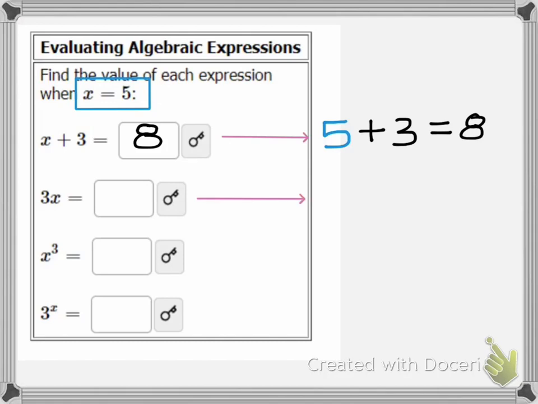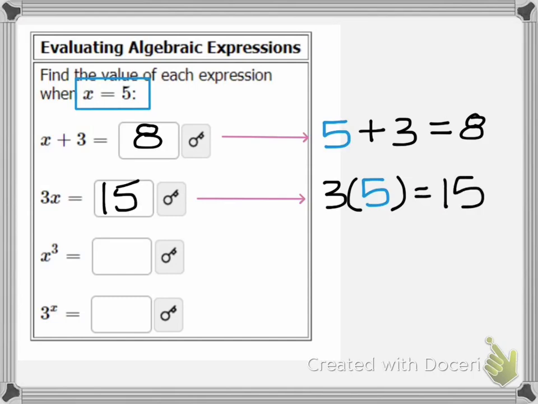Now, in the second one, we're multiplying 3 times the value of x. So I'm going to use the skeleton method here. This means I have the coefficient of 3, and I'm multiplying it by whatever value x is going to represent. I call it the skeleton method because we leave an open set of parentheses right there, and then we insert the value of the variable. So this is the skeleton right now, and then watch, I'm going to insert the 5. So now I have 3 times 5, so this is 15.